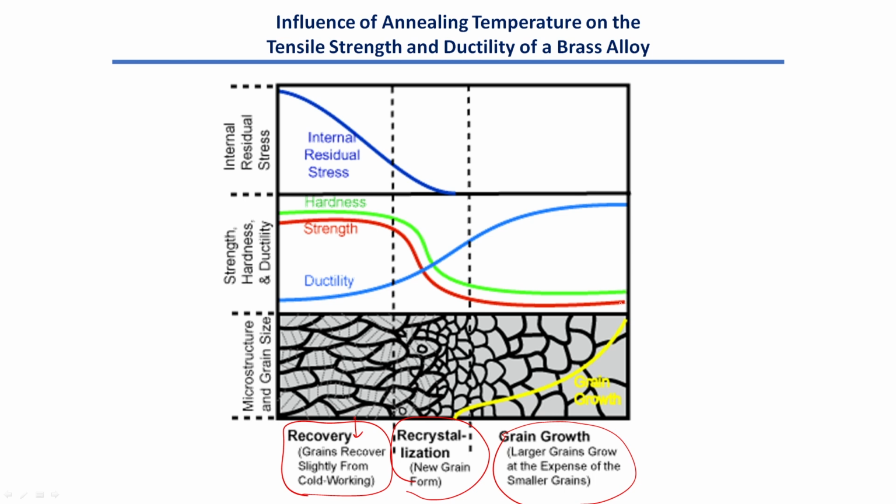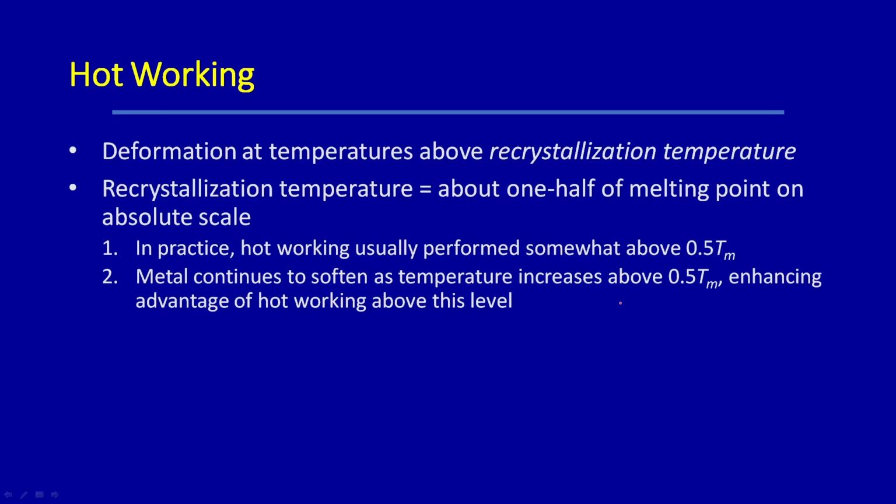Internal residual stresses which will be there because of these defects will be slowly reduced as you increase the temperature. That is also evident because as you increase temperature, you are relieving the stresses, so stress will decrease. Therefore, using this concept, I can now say hot working is deformation at temperature above the recrystallization temperature. That is the rule of thumb. Now recrystallization temperature is about half the melting point of the material in absolute scale, remember this.